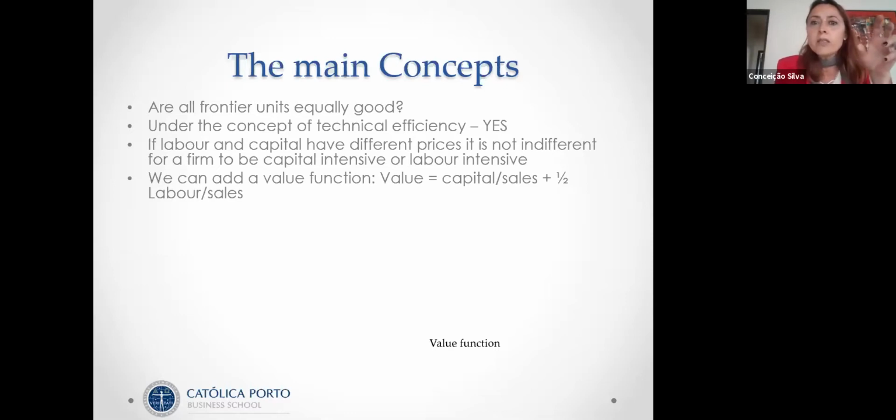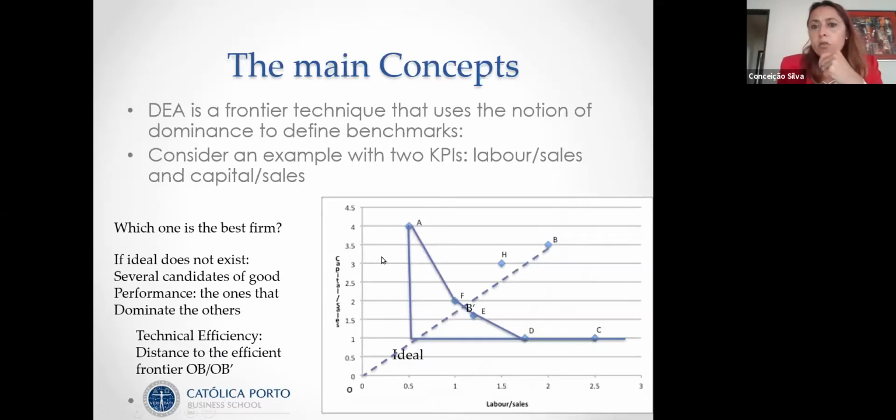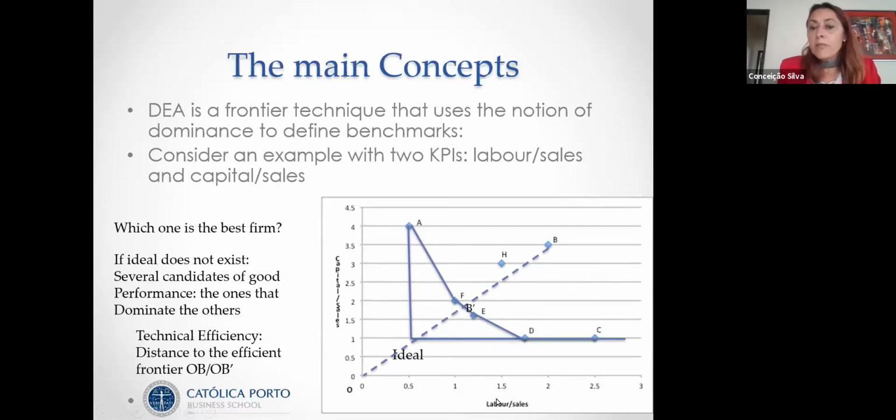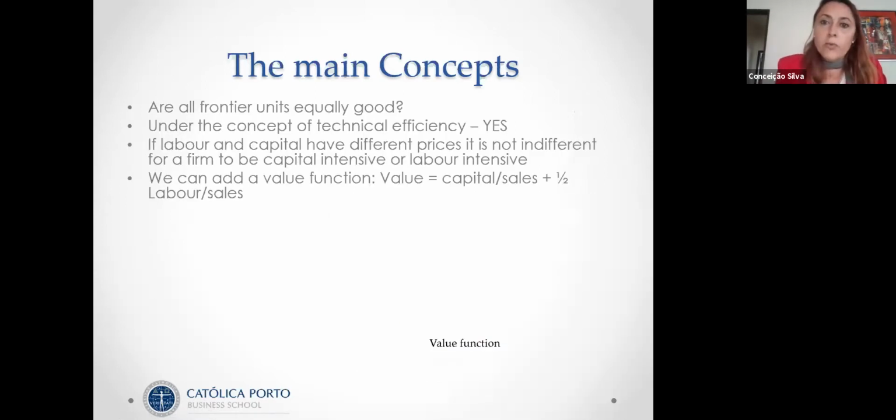So continuing with this notion of the frontier, we can ask if all the units at the frontier are equally good. Under the notion of technical efficiency, the answer is yes. I have no reason to prefer A over F or over D because they are all technically efficient. They are all non-dominated points, so I would say they are all equally good. However, if I have different pricing for capital and labor, it is not indifferent for a firm to be capital intensive or labor intensive. If I value capital and labor differently, A may be preferred to D or D may be preferred to A, depending on the price levels of these two factors of production.